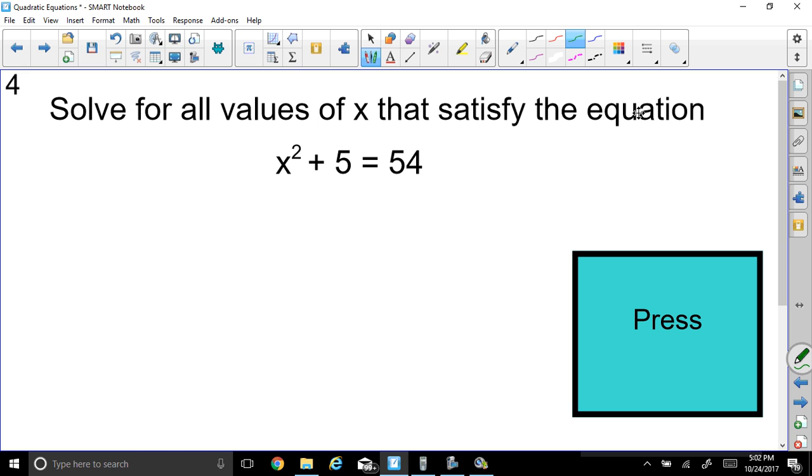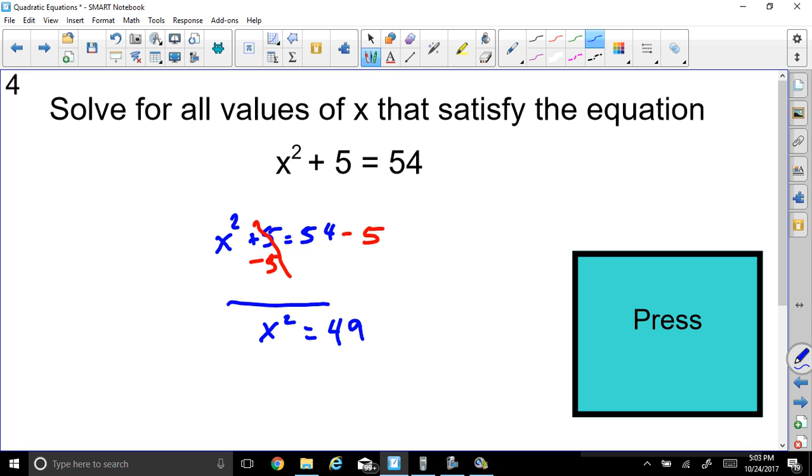Solve for all values of x that satisfy the equation x squared plus 5 equals 54. Well, this is like a regular equation that we would normally deal with. So let's tackle it like we would tackle an equation. So I'm going to rewrite it. Equals 54, and now I'm going to use my additive inverse to get rid of the 5 on that side, and this will cancel out, leaving me with x squared equals 49, because 54 minus 5 is 49.